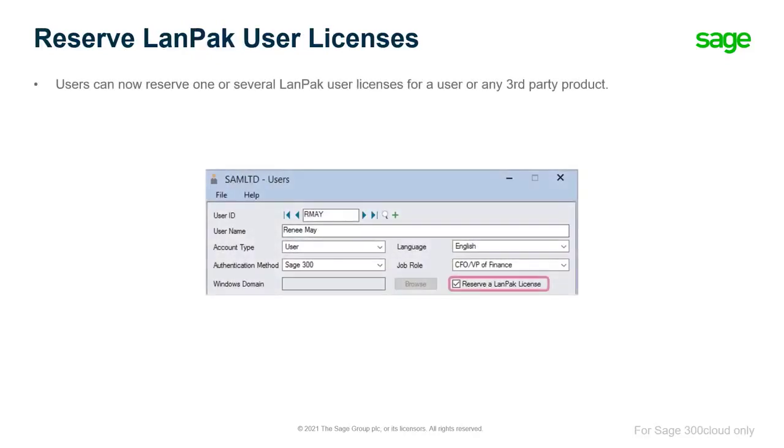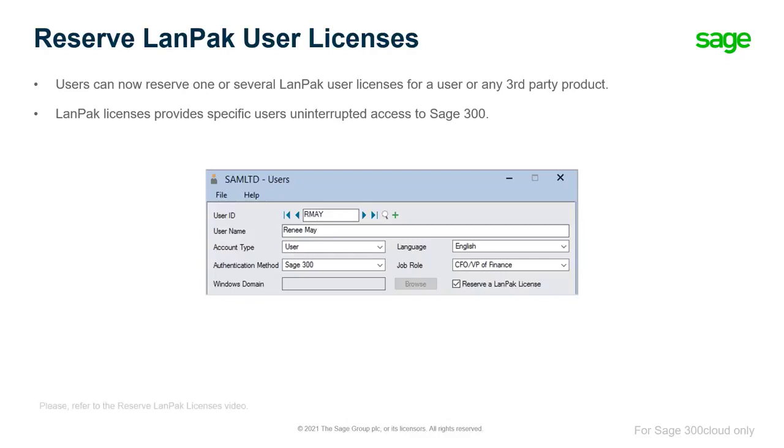Users can now reserve one or several LANPACK user licenses for a user or any third-party product. LANPACK licenses provide specific users uninterrupted access to Sage 300. Please refer to the Reserve LANPACK Licenses video for more information on this new feature.